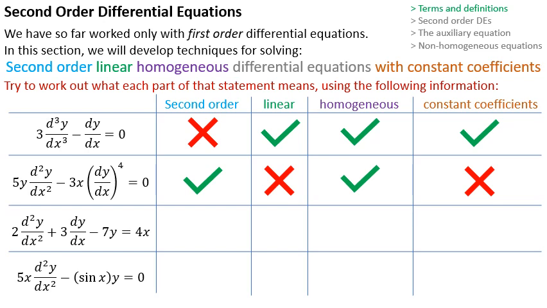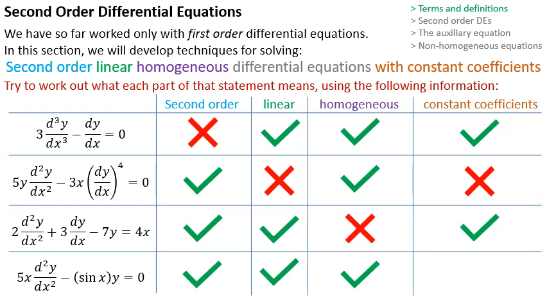It is not linear. It is homogeneous, but it doesn't have constant coefficients. The next one on the list, 2 d2y by dx squared plus 3 dy by dx minus 7y equals 4x. We'll learn how to solve these as well, but not in this video. It is second order, it is linear, it's not homogeneous, but it does have constant coefficients. So it's close to what we're going to be focusing on today, but it's not quite right. And this last one still doesn't quite fit the bill. It's another non-example. It is second order, and it is linear, and it is homogeneous, but it doesn't have constant coefficients.